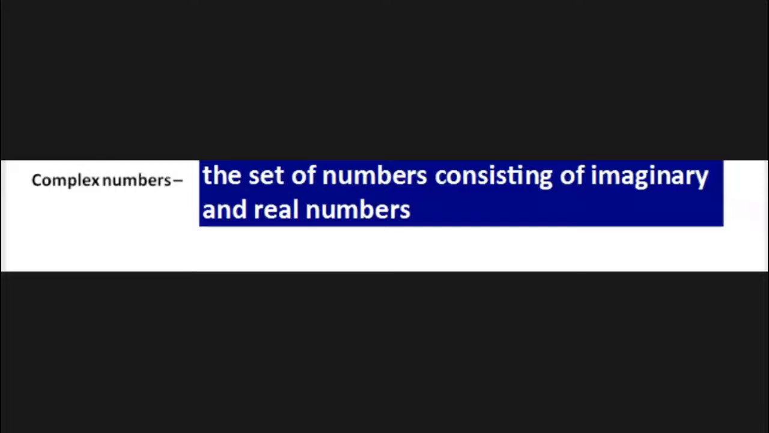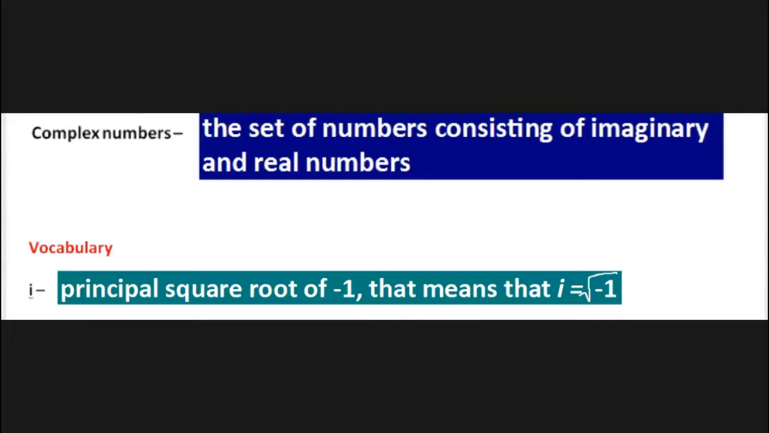So what is a complex number? A complex number is a set of numbers that consists of the imaginary and the real. We have the introduction of the number i. i represents the square root of negative 1.